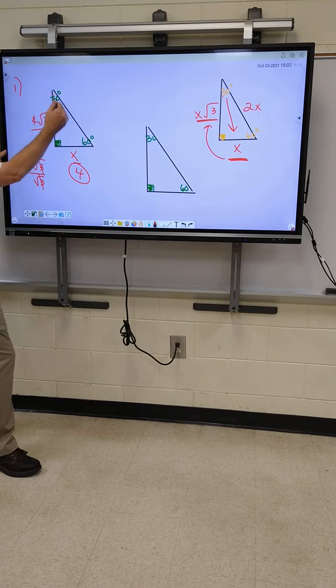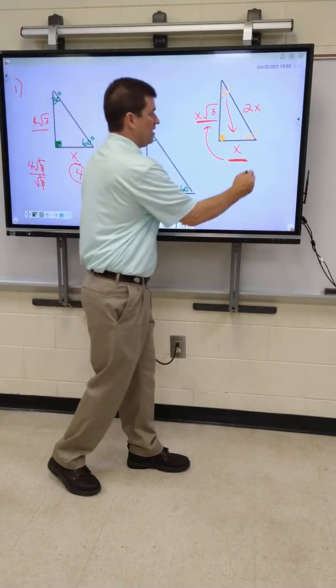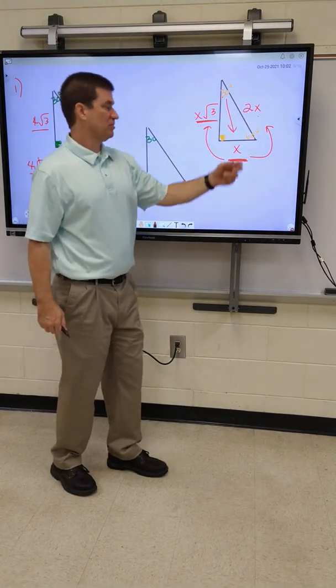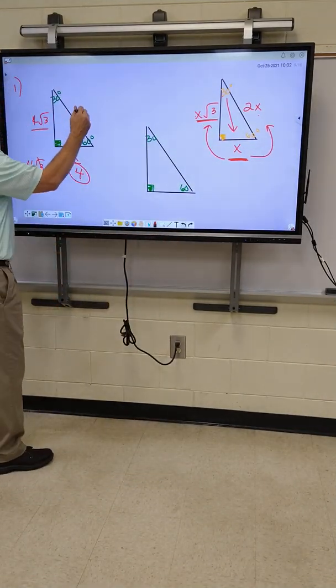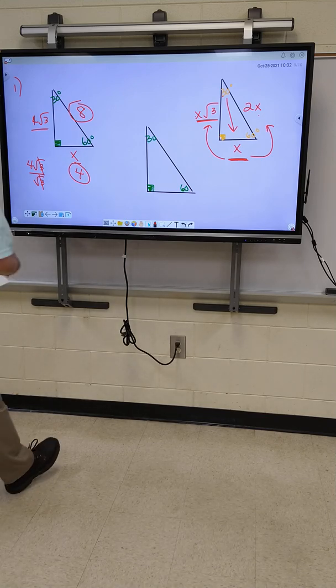All right, now, how about the hypotenuse? Look at the formula. What's it tell you? How do you get from here to here? Multiply by 2. All right, 4 times 2 is 8. That side's easy. So once you find the 30-degree side, everything else kind of works itself out. All right, any question on 1? All right, let's go to number 2.